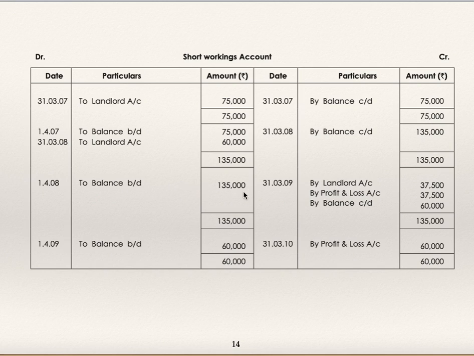Third year beginning, to balance brought down 1,35,000, same balance. By landlord 37,500, recovery of short working. By profit and loss account 37,500, short working written off. By balance carried down 60,000. Fourth year beginning, to balance brought down 60,000 and it is written off by profit and loss account 60,000. So only first 4 years. Then there is no short working either in suffered, recovered or written off column.